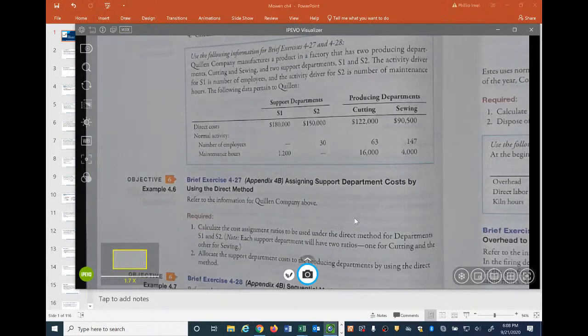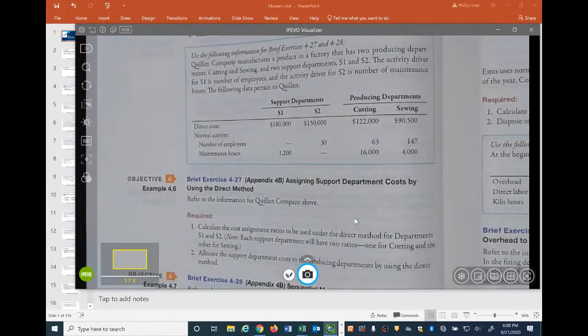The following data pertain to Quillen. So we can see here we have the support departments, and then the producing departments, and then the relevant data for each of the 2 departments there. The first thing they want us to do is calculate the cost assignment ratios to be used under the direct method for departments S1 and S2. Once again, each department will have 2 ratios, one for cutting and the other one for sewing, okay? And remember, this is at the end of the slide, the last one we went over with the direct method.